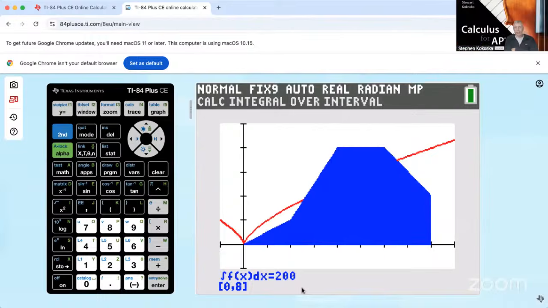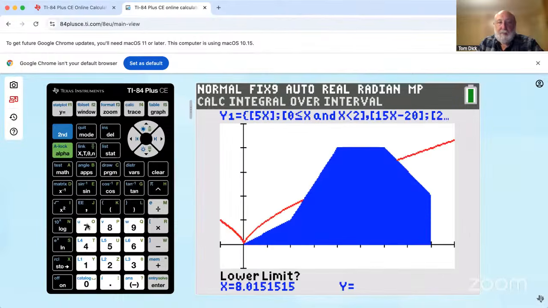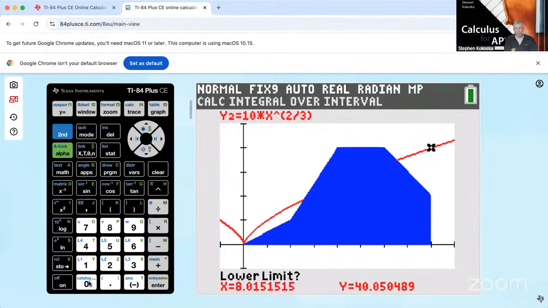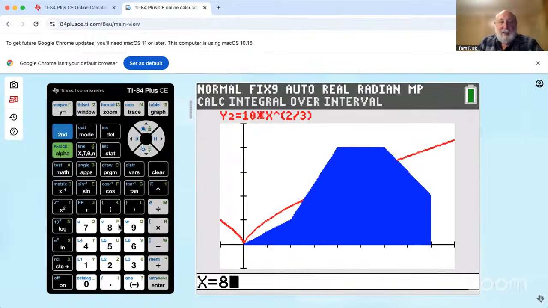Now we could do it again. Let's do a calculation of the integral. Well, let's see, I wanted to be on the red curve this time. We'll do the same interval, 0 and 8.